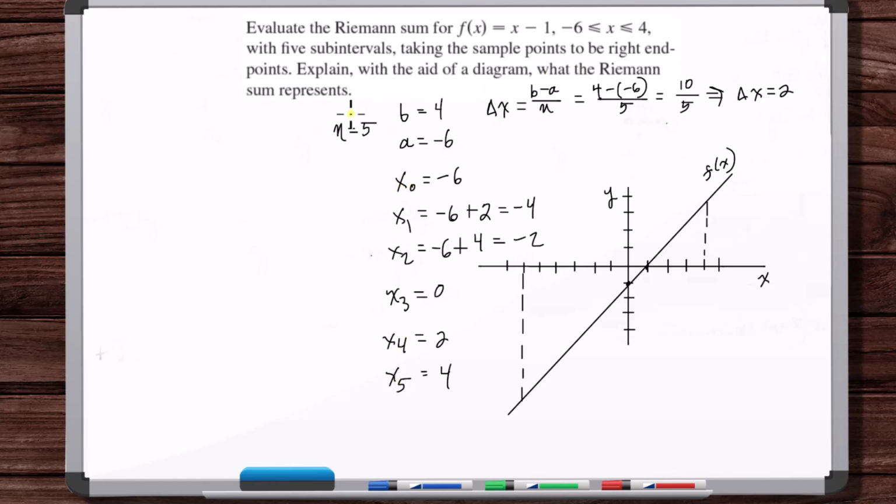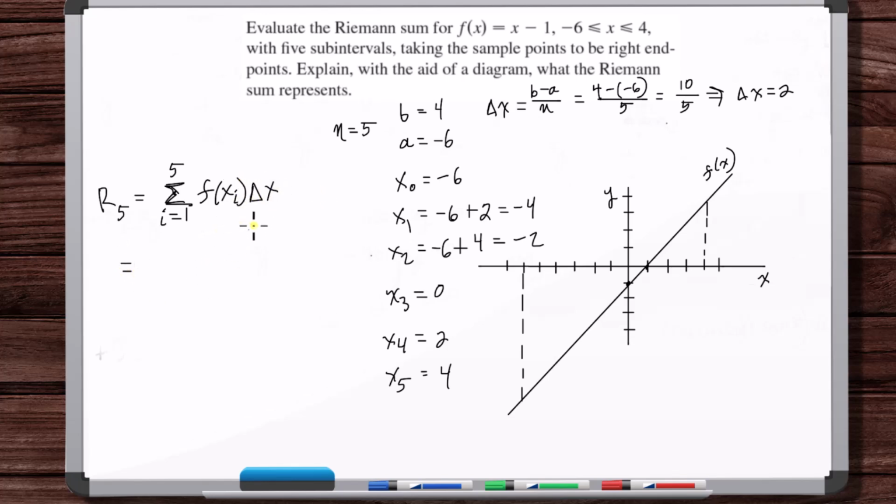That's what's nice about the right endpoint Riemann sum. It's the easiest to work with as far as the math goes, because these are the right endpoints. For x1, the first rectangle, this is the right endpoint. The second rectangle, this is the right endpoint. So R5 is the sum from i equals 1 to 5 of f of xi delta x.